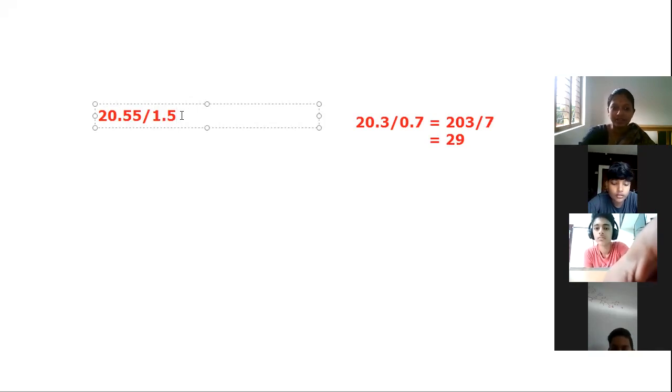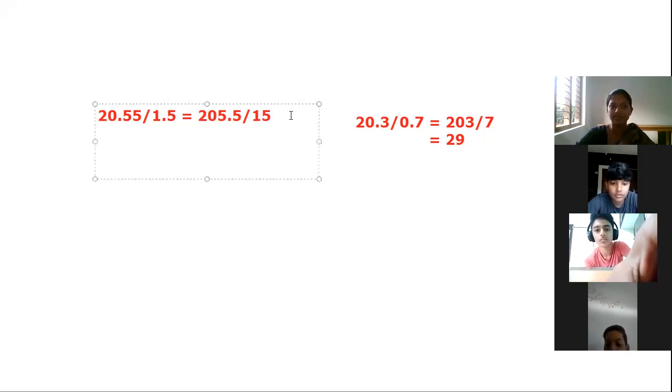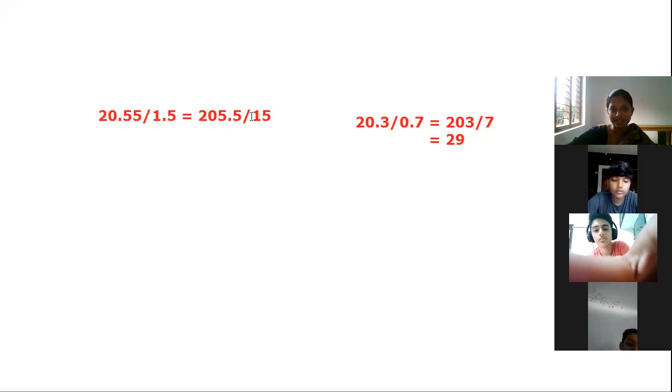Put 0. Okay, in this case, I am just replacing it as 205.5 divided by 15. How will I change this as like this? We know that the first has only one digit after the decimal point, so we have to change the other also to one decimal point. Yes, we have to change it as one decimal point.